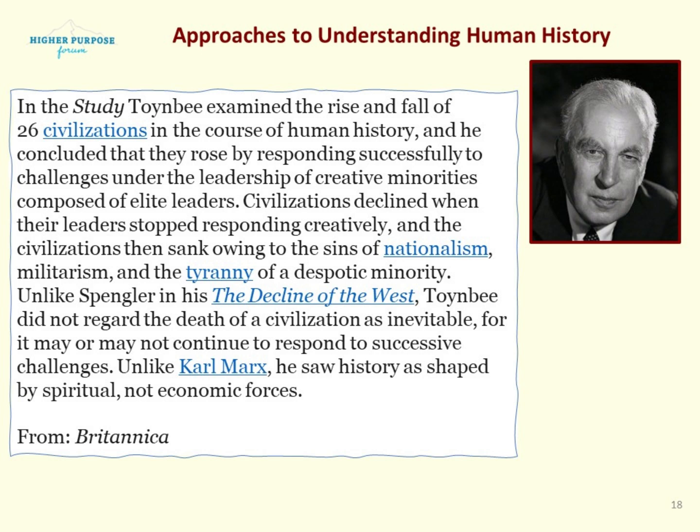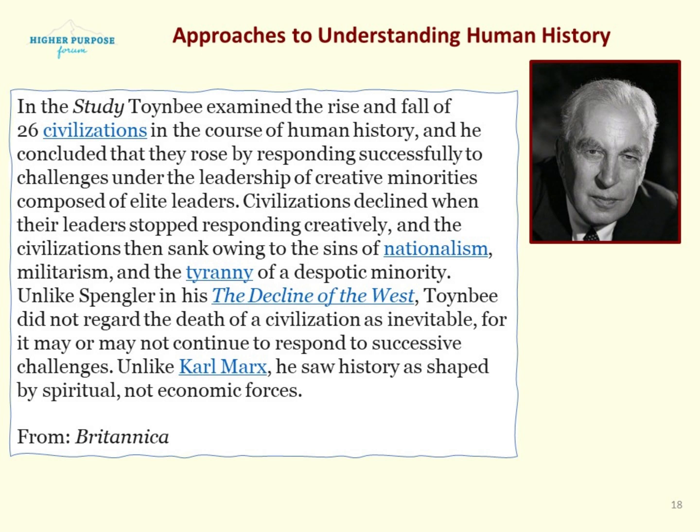In conclusion about Toynbee, I'll read this section I found in Britannica. In A Study of History, the name of his 12-volume series, Toynbee examined the rise and fall of 26 civilizations in the course of human history, and he concluded that they rose by responding successfully to challenges under the leadership of creative minorities composed of elite leaders. Civilizations declined when their leaders stopped responding creatively, and the civilizations then sank owing to the sins of nationalism, militarism, and the tyranny of a despotic minority.